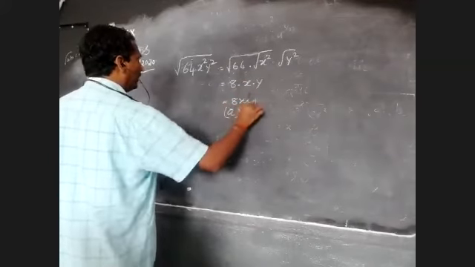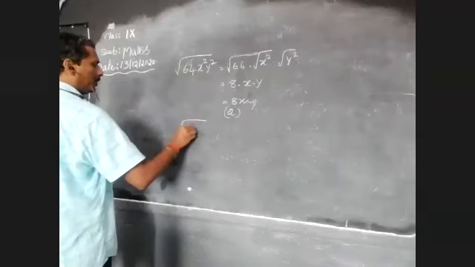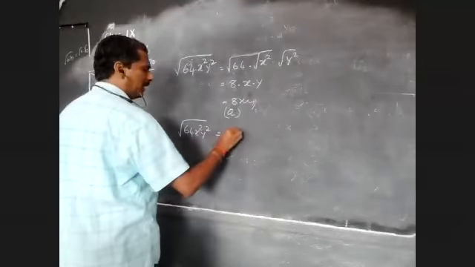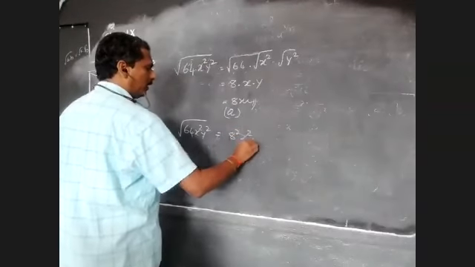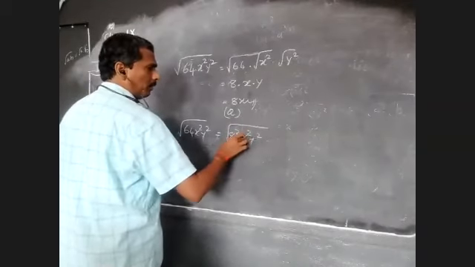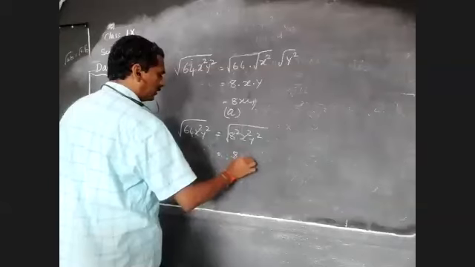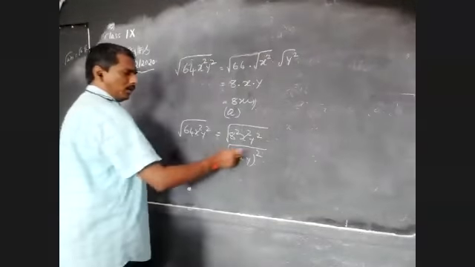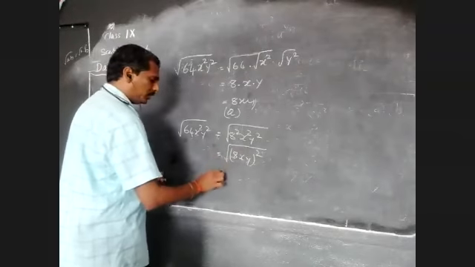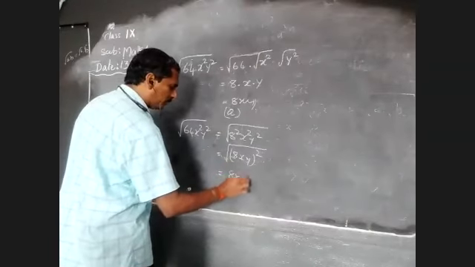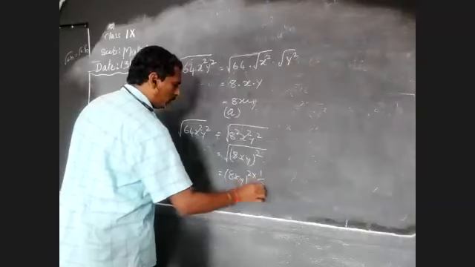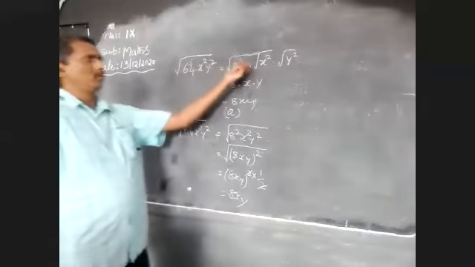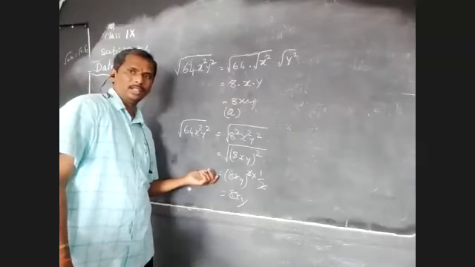Or otherwise, root of 64 x square y square. 64 can be written as 8 square, so it is 8 square x square y square. All the powers are equal, so we write it as 8xy whole square. Again it is in the form of root of a square, and root of a square is a only. That means (8xy) whole square whole to the power of 1 by 2. So it cancels, and that is 8xy. Then you can simplify like this or like this, that is the same for cube roots also.